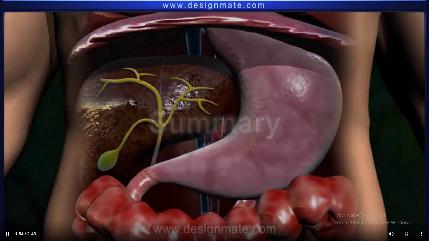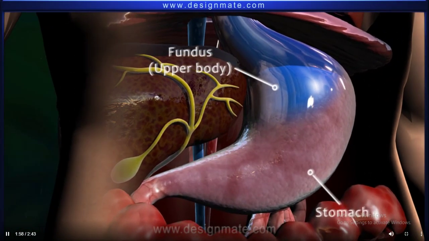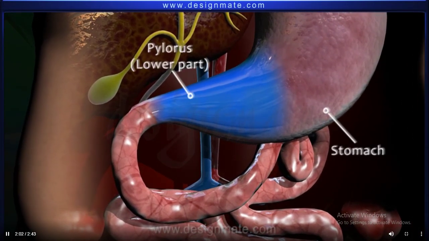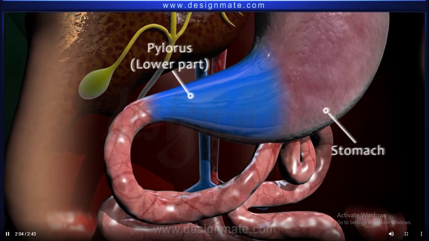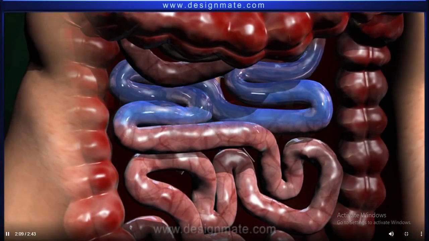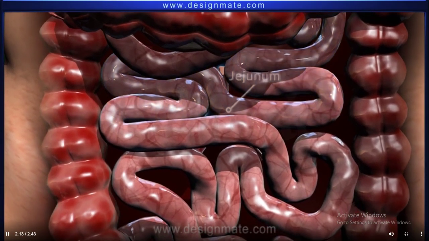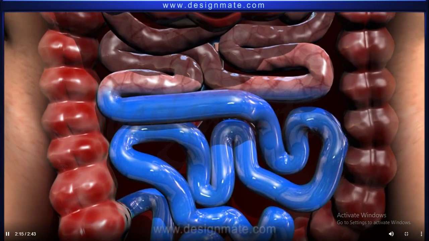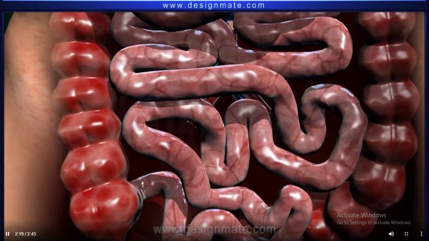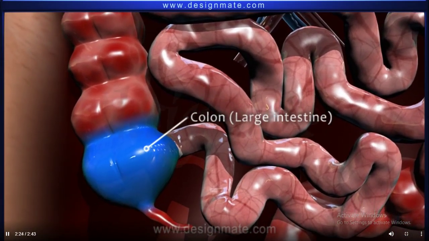Summary: The stomach has three regions: fundus, upper body, body, middle part, and pylorus, lower part. The pylorus opens into the duodenum. The duodenum is followed by the jejunum, which is also coiled and tubular. The last part of the small intestine is called the ileum. The small intestine leads into the large intestine or colon.